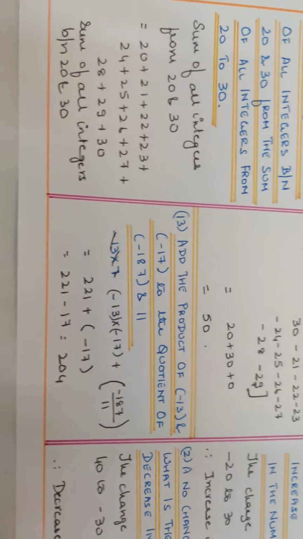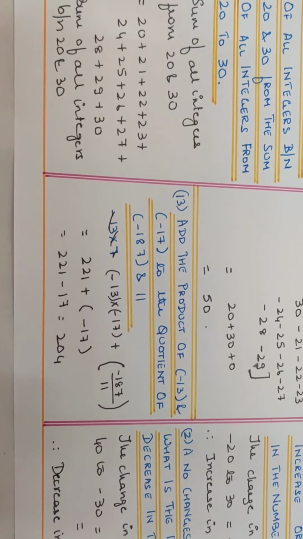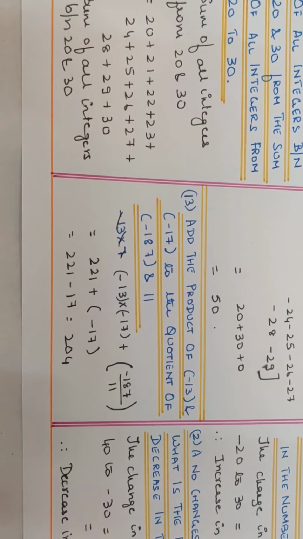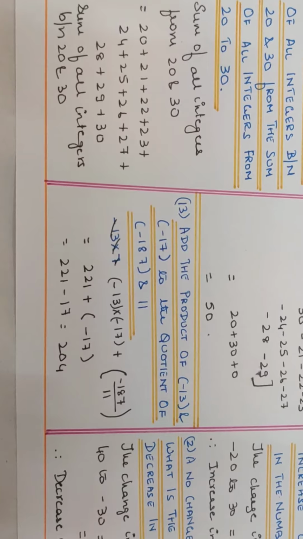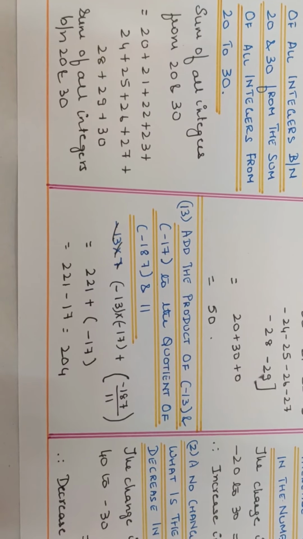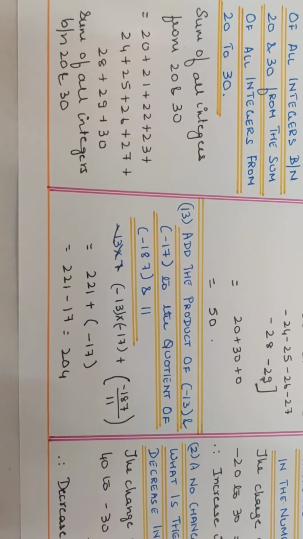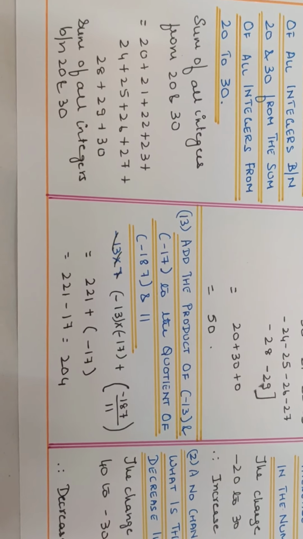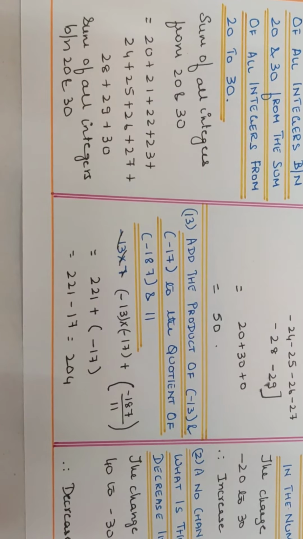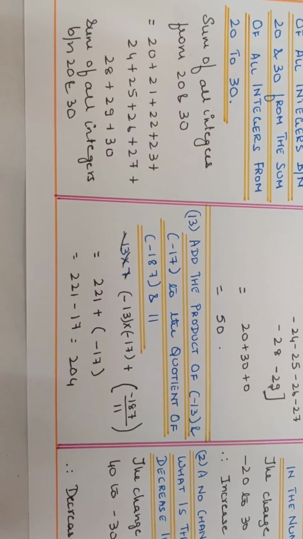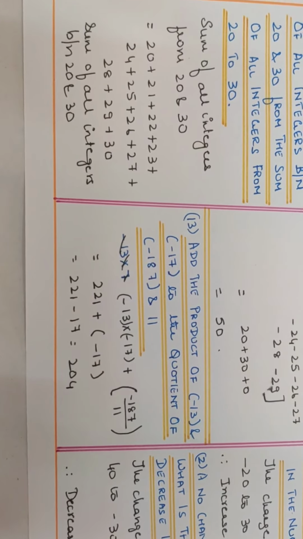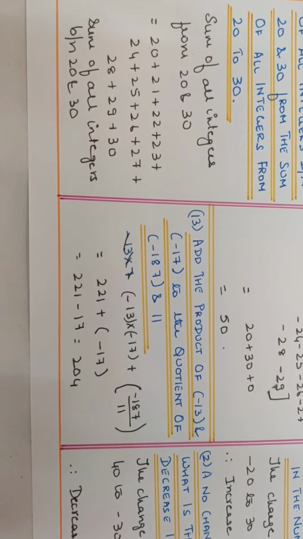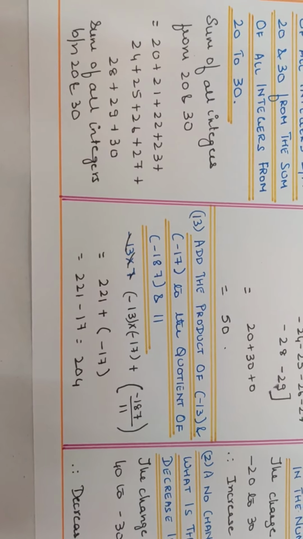Now the 13th sum, which says add the product of minus 13 and minus 17 to the quotient of minus 187 and 11. What is the product of minus 13 into minus 17? The product is 221. Since both are negative, the answer is positive. And the quotient of minus 187 by 11 is minus 17, and minus divided by plus is minus. Therefore, you get 221 minus 17, and the answer is 204.